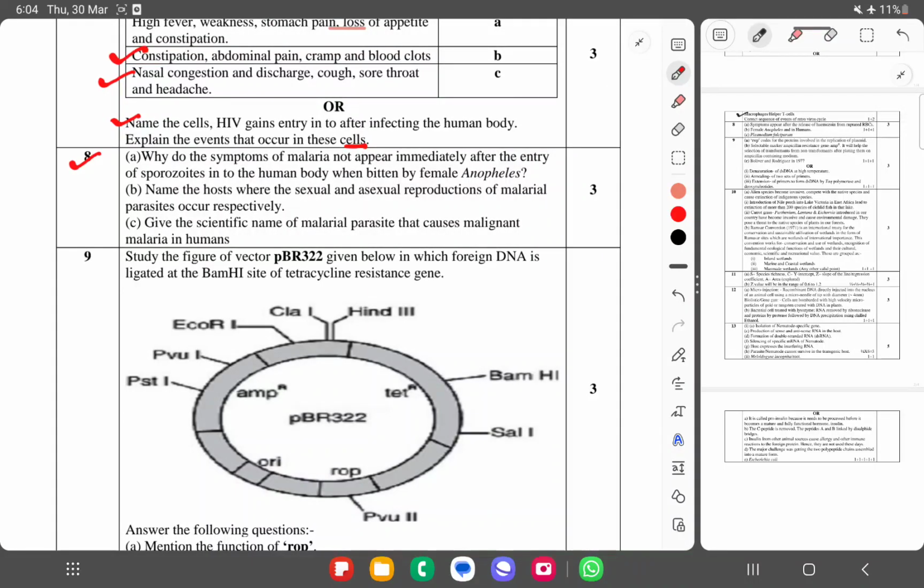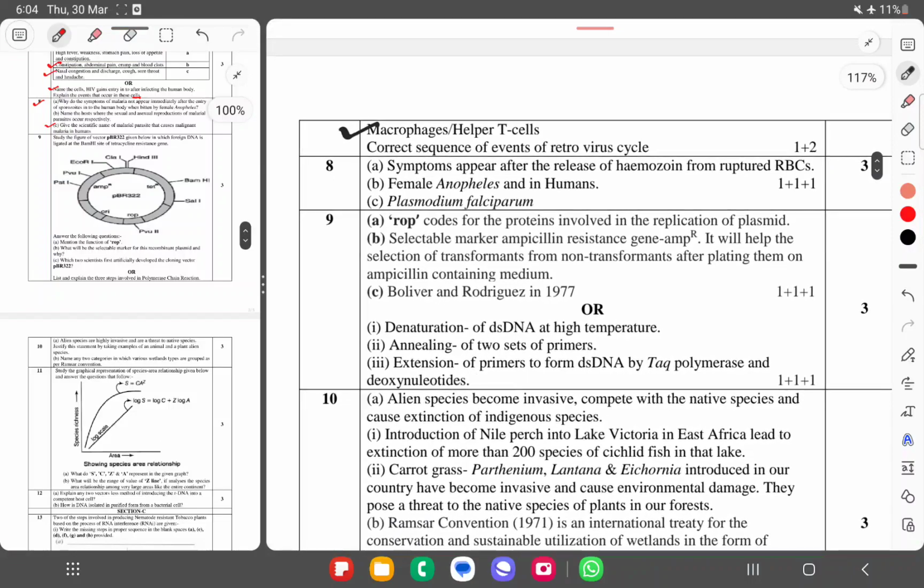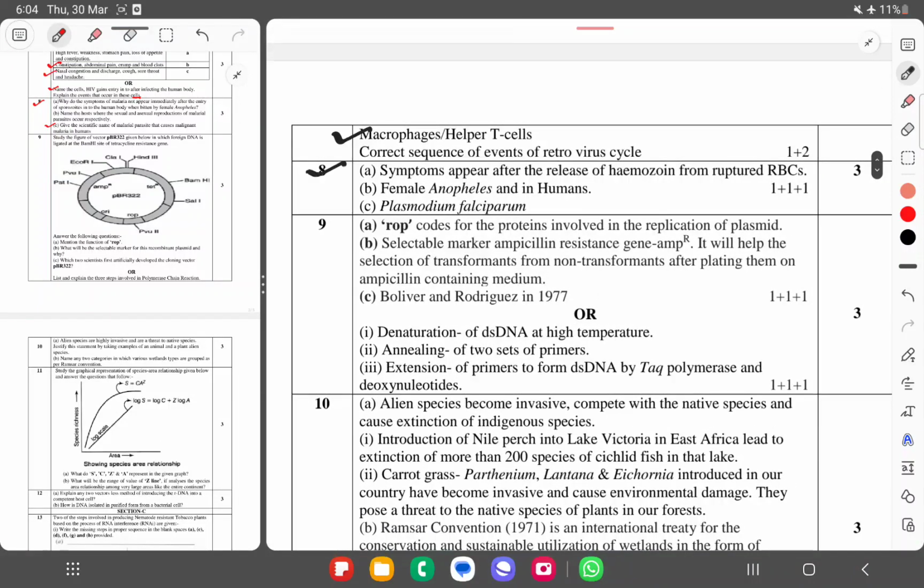Why do the symptoms of malaria not appear immediately after the entry of sporozoites in the human body when bitten by the female anopheles? Name the host where the sexual and asexual reproduction of malaria parasites occur respectively. Give the scientific name of the malaria parasite that causes the malignant malaria in humans. Yes, the answer is: the symptoms appear after the release of haemozoin from the ruptured RBCs; female anopheles, and in humans; Plasmodium falciparum.